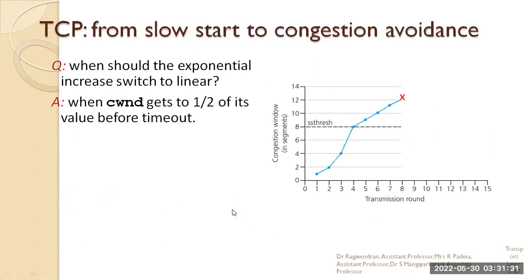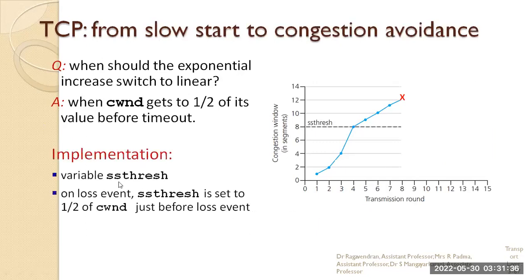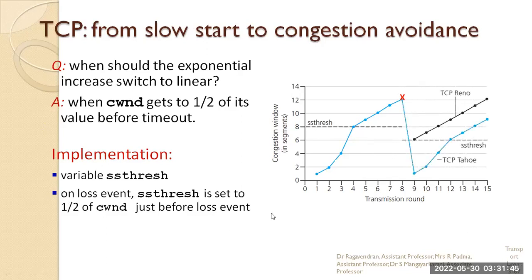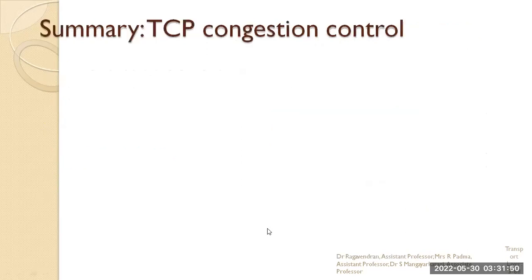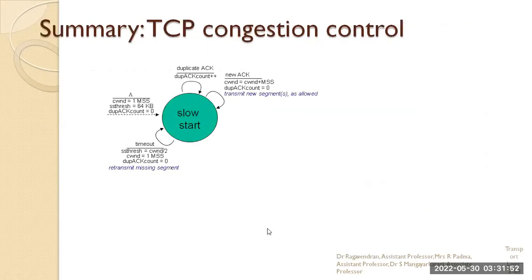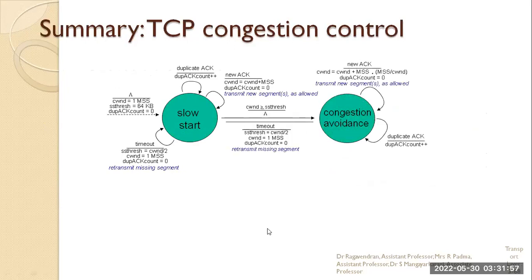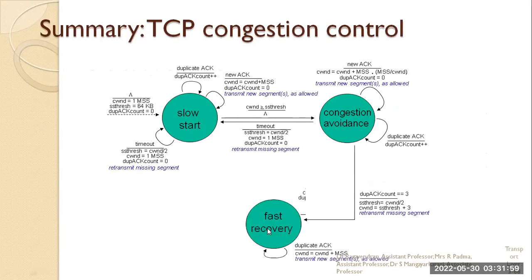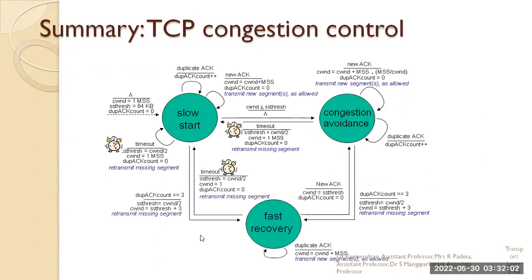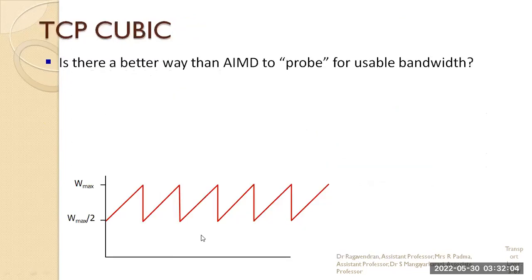So the TCP flow starts the congestion avoidance. In the implementation, there is a variable, ssthresh, and on a loss event ssthresh is set to half of CWND before the loss event. See here, this is the ssthresh. So this is the summary of TCP congestion control: slow start, sending and receiving the information, and fast recovery of data can be done with the help of TCP congestion control.